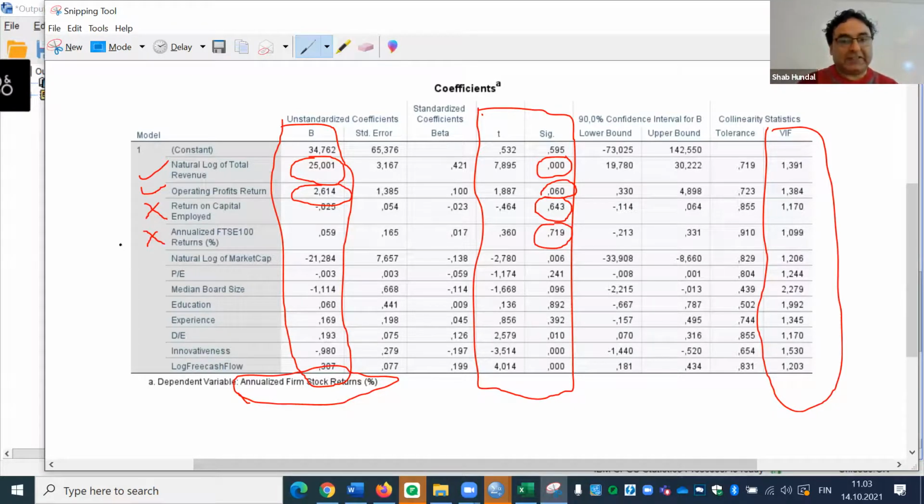You know, the sign is positive. The sign is positive, but we don't have enough confidence to back this up.